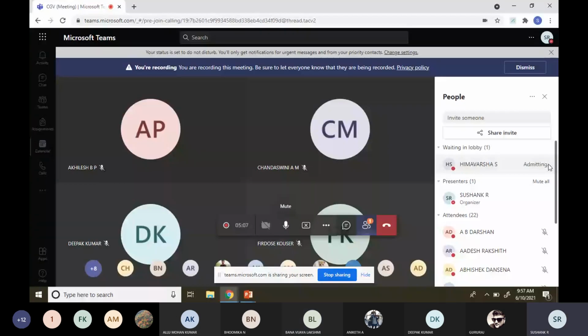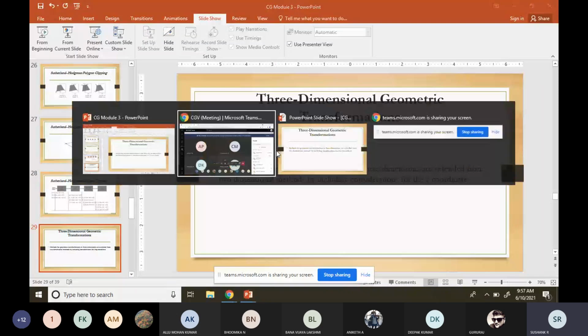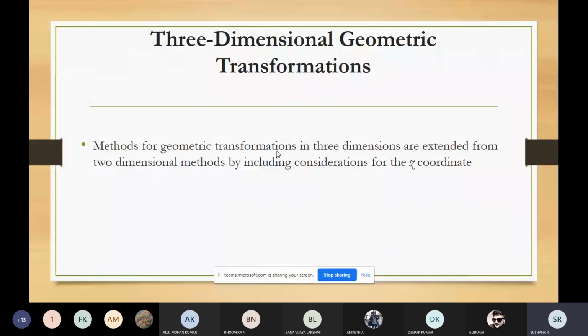Yes, sir. Okay. So today we'll be talking about transformations. We have already studied transformations in module 2. In module 2, we studied the transformations related to two dimensions, like moving a line from one point to another point, or moving a square or a polygon from one location to another location.